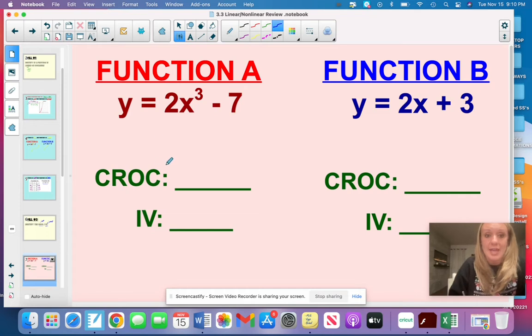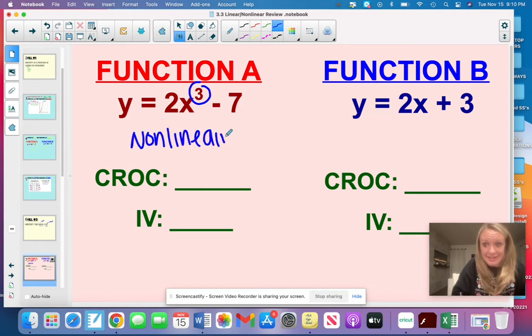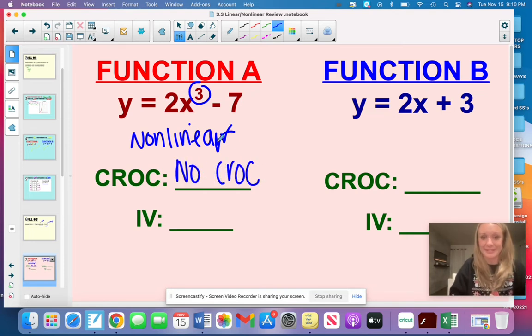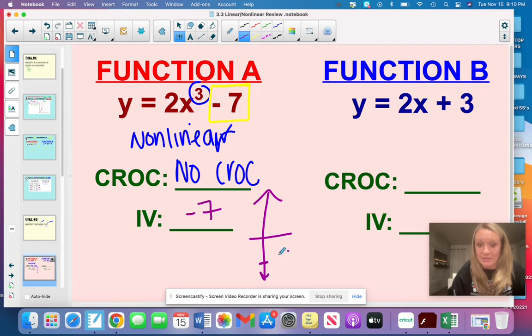So for function A, first of all, I see that this has an exponent, which means that it's non-linear. Does a non-linear function have a crack? No. So we write no crack. Also, please ignore my spelling there. It does have an initial value though. This last little number here, this -7, that is going to be your initial value. So if you were to like graph this, it would be at -7 on the y-axis. So that's your initial value.